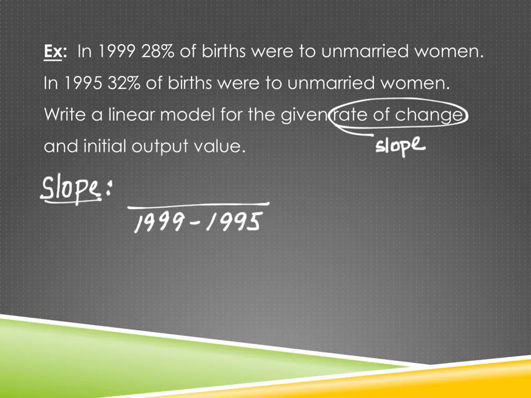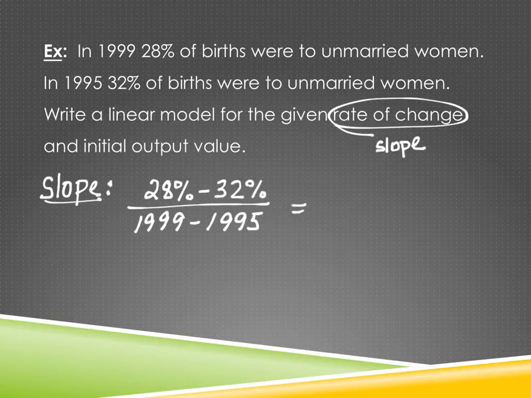So in 1999, what was the percent? 28. So the 28 has to go with the 1999, which I listed first. Since I put 1999 first, 28 goes first. But it doesn't matter if you have the same numbers, correct? Right, like if you put 95 as your first number in the denominator, then you're going to have the 32 above it. Exactly. So we just want them to match.